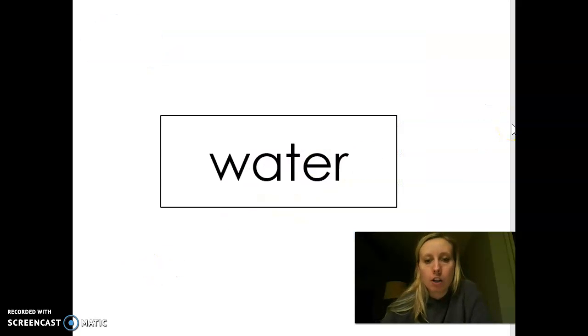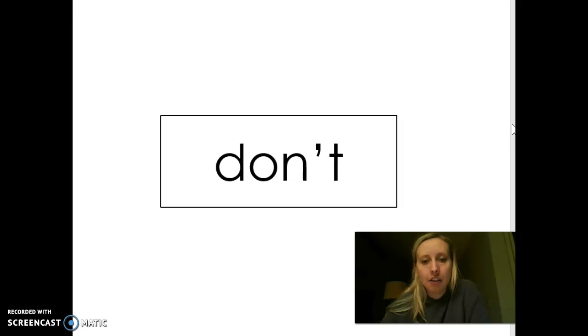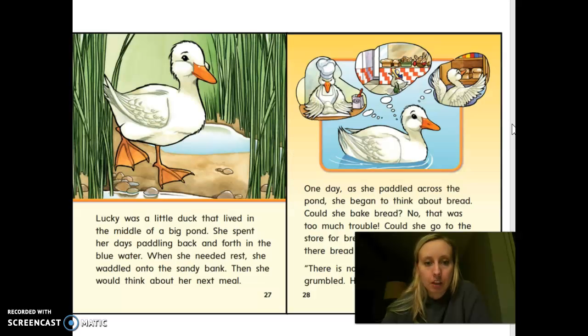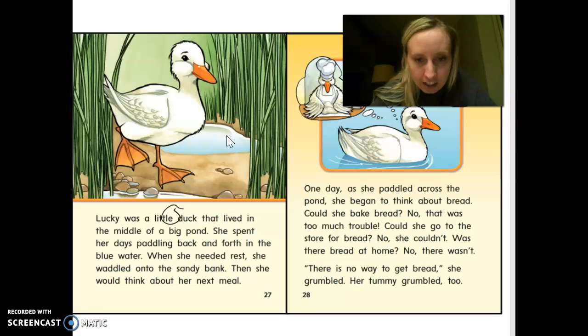Lived, water, would, could, trouble, there, have, don't, want, here, some, what. Okay, so this is a long story. So I'll read it and then we'll look for the final stable syllables. Okay, Lucky was a little, there's LE, little duck that lived in the middle, there's LE, of a big pond.